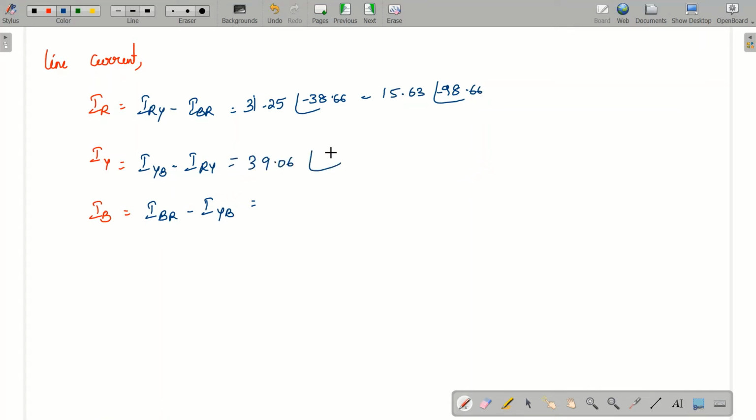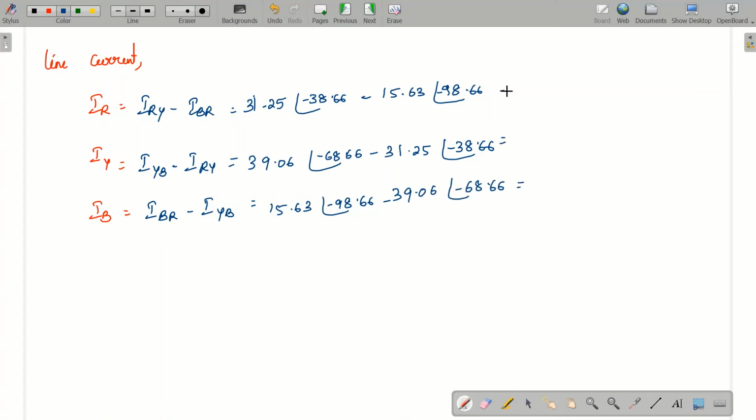Similarly, IYB: how much? 39.06 at an angle of minus 68.66 minus IRY, 31.25 at an angle of minus 38.66. And IBR: 15.63 at an angle of minus 98.66 minus IYB, 39.06 at an angle of minus 68.66.